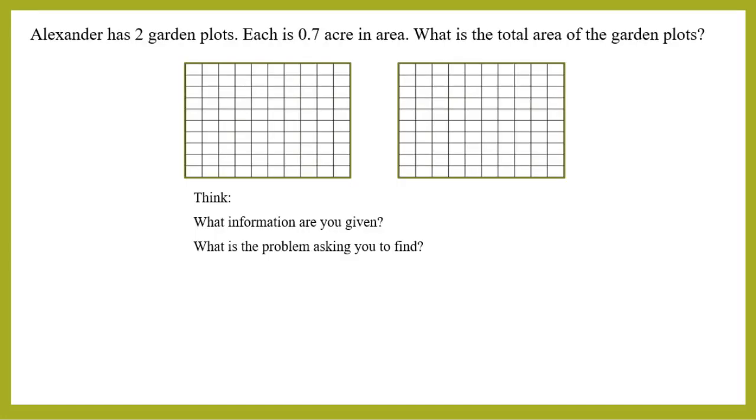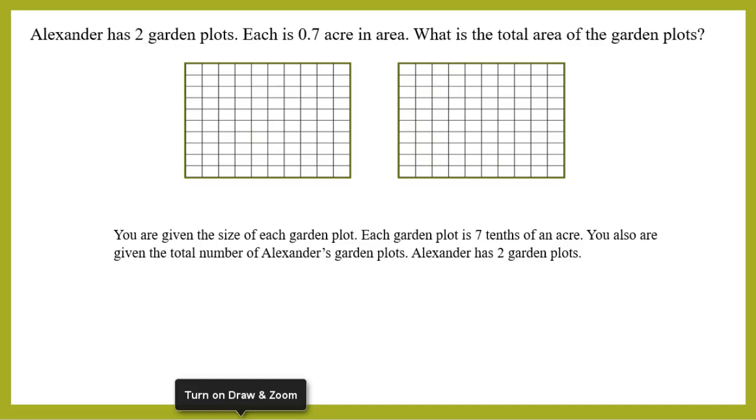Today's problem is about Alexander. Alexander has 2 garden plots. Each is 7/10 acre in area. What is the total area of garden plots? Before you can begin to solve this problem, think about what information you are given and what the problem is asking you to find.